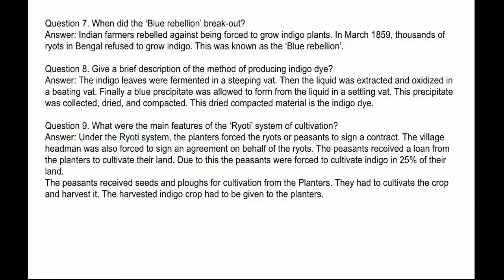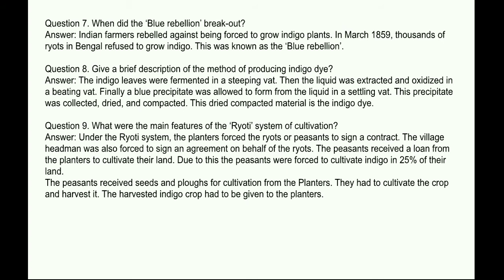When did the Blue Rebellion break out? Answer: Indian farmers rebelled against being forced to grow indigo plants. In March 1859, thousands of ryots in Bengal refused to grow indigo. This was known as the Blue Rebellion.